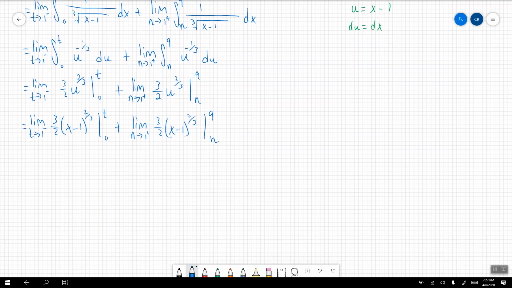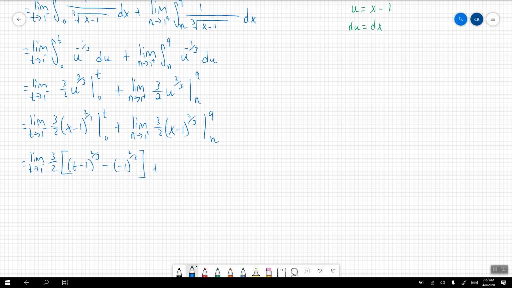So now that we have these evaluations set up, all we need to do is go through and evaluate using the limit arguments. So let's see if we can evaluate using those limit arguments. That's going to be 3/2, and this is going to multiply t minus 1 to the power of 2/3, minus evaluating at 0. So that's going to be negative 1 to the power of 2/3.